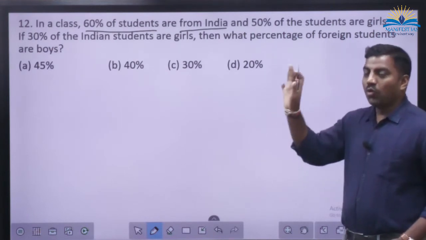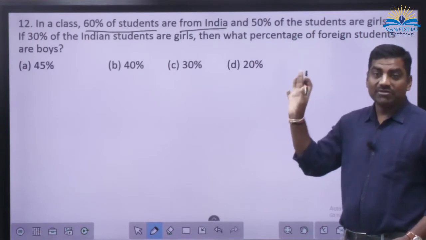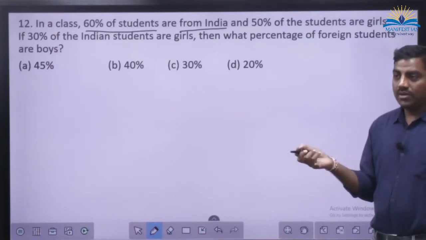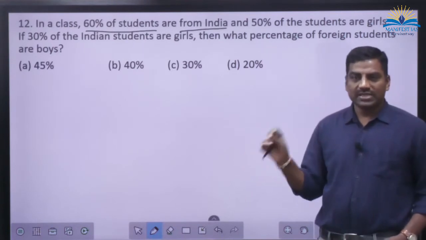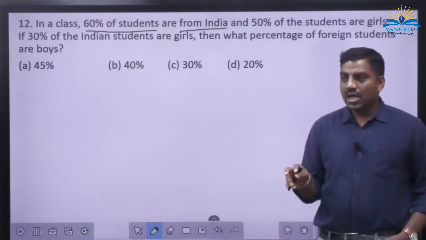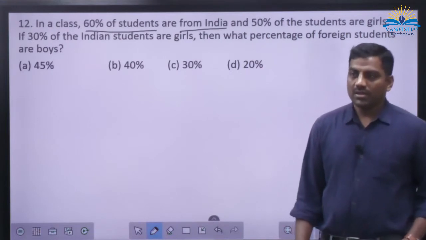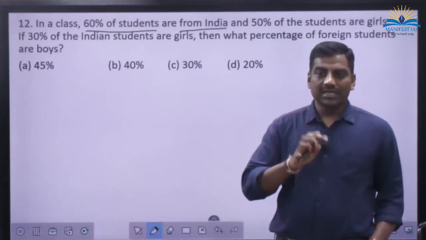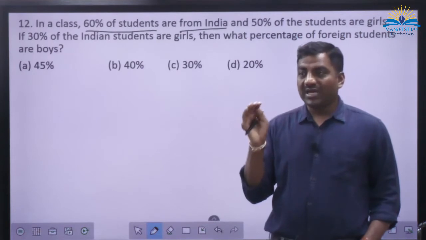Simple. One division is among Indians and foreigners. Another division is among girls and boys. Yes? So totally, two types of divisions are done. One is Indians and foreigners. Second one is girls and boys. Out of these, how many different sectors can we create? Indians, foreigners, then boys and girls. Using these two divisions, how many different sets we can make?